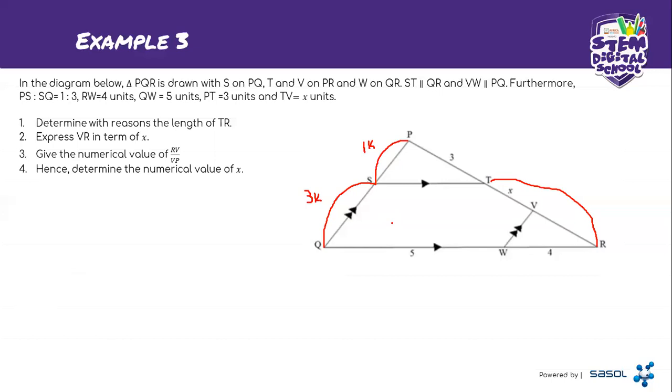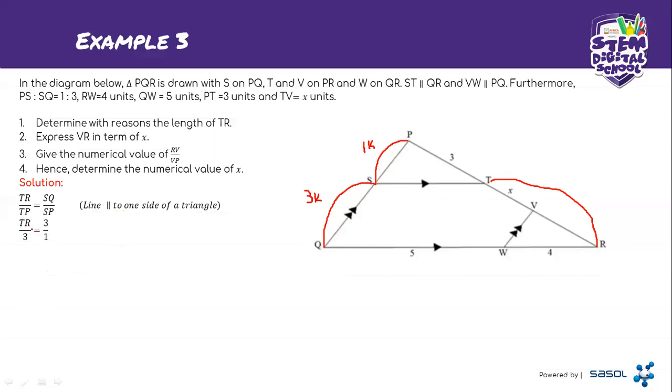All right, now let's see how we can determine that. Now, we said TR divided by TP is equal to SQ divided by SP. Why? Because we can clearly see that we have ST, which is parallel to QR. So this side is equal to this side in terms of ratio. And don't forget to write the reason: line parallel to one side of a triangle.